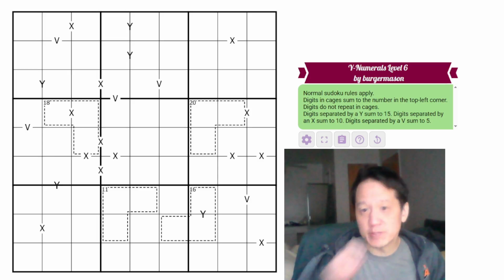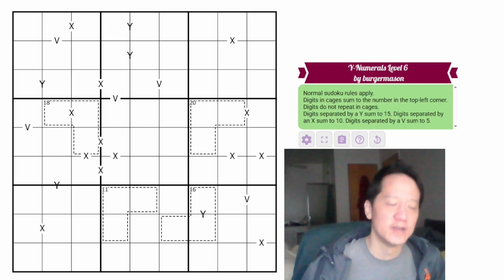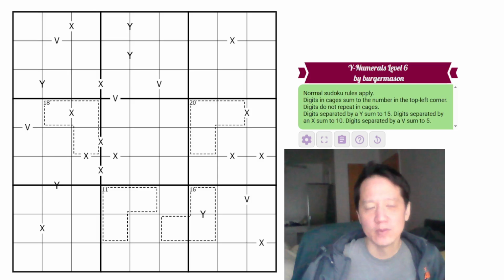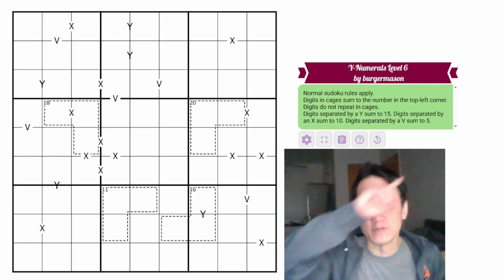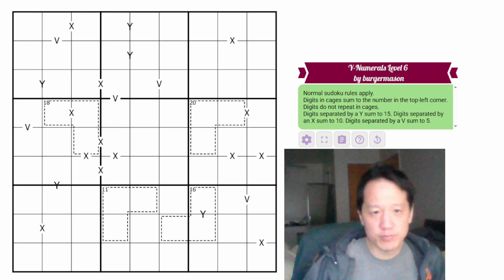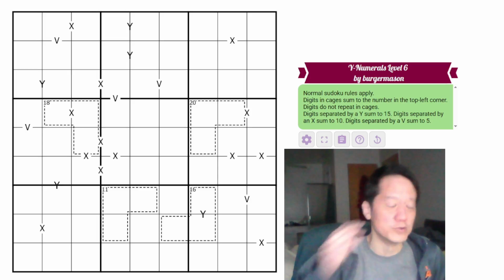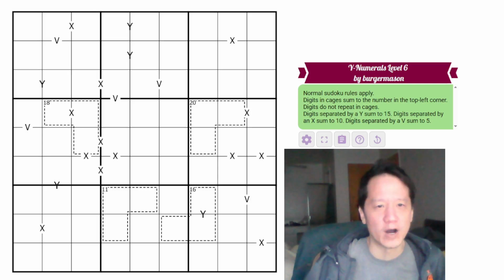And today's very easy puzzle is actually a sequel to the one we did yesterday, and it's called Y-Numerals Level 6 by Berger Mason, as we did Y-Numerals Level 5 yesterday. And I'll just post a link in one of the corners, which will have the link to that puzzle. It was pretty easy, specifically because of one of the other rules in the puzzle, and not anything because of the Y numeral rule set. But we'll get into that in detail right now. Let's get to the rules.